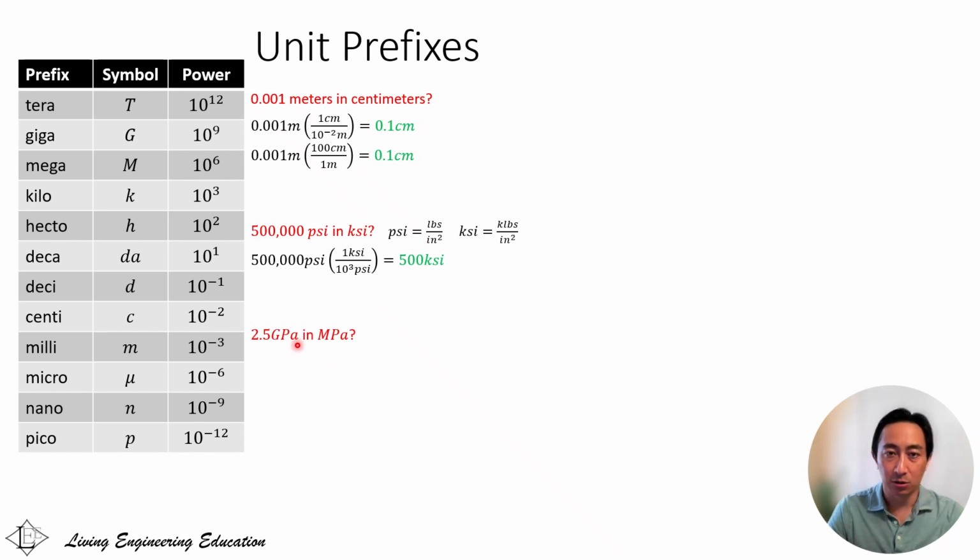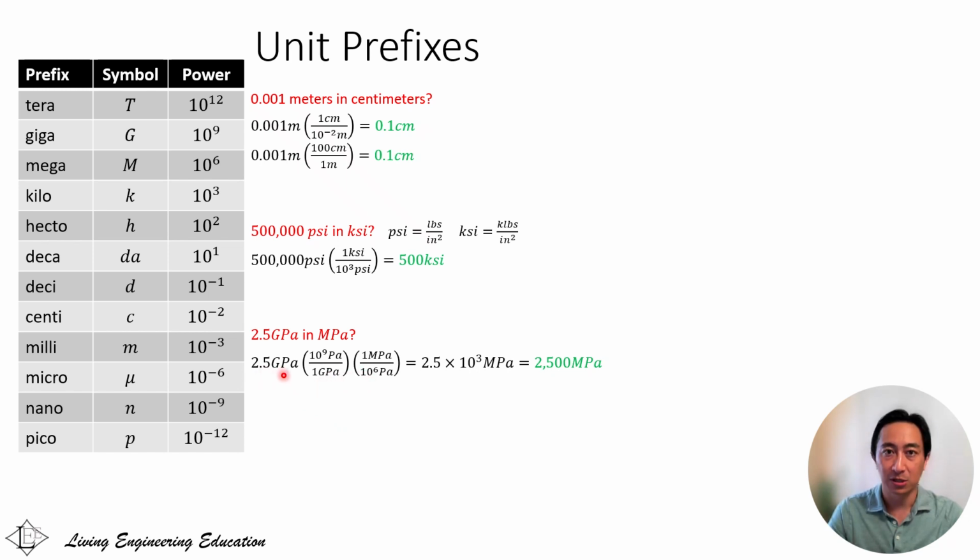2.5 gigapascals, a pressure term again, and I want to convert this into megapascals. So in these two examples, we start with the base unit. Here, we have a prefix in front of our base, and we want to convert to a different prefix of the base. There's two ways we can look at this type of problem. I'd say convert to the base and then convert to the new prefix, right? That's the first step if you're not sure. So how do we do that? We have two conversions here.